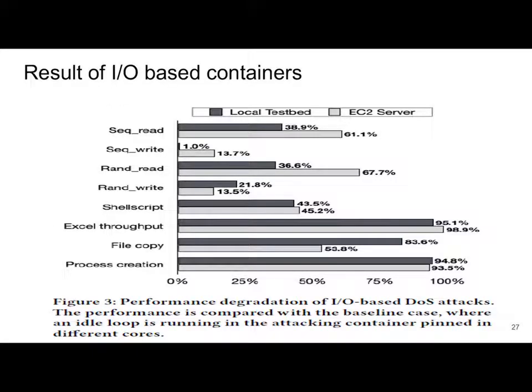The result of the IO-based attack on the victim container is that it can affect the sequential read on the local testbed by 38%, and on the EC2 instance 61%. In the same way, the sequential write impact is negligible, around 2%, and on the other testbed 13.7%. The random read is 36% on the local testbed, and on the EC2 server 67.7%. The effect on the EC2 server is lower because it has a much higher configuration, but on the local testbed it has a very high effect. Suppose a system or a cloud server has weak IO performance, it can affect that server enormously, or it can almost kill the IO operation.